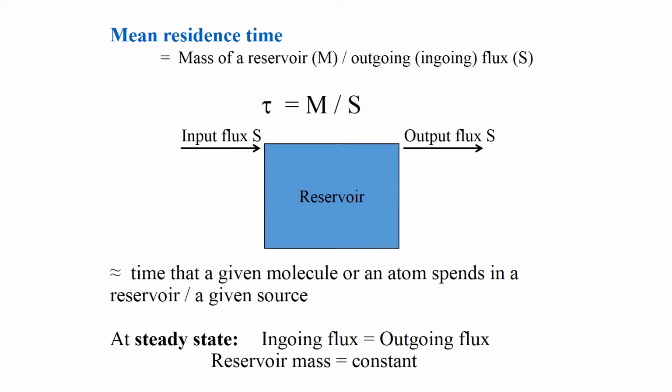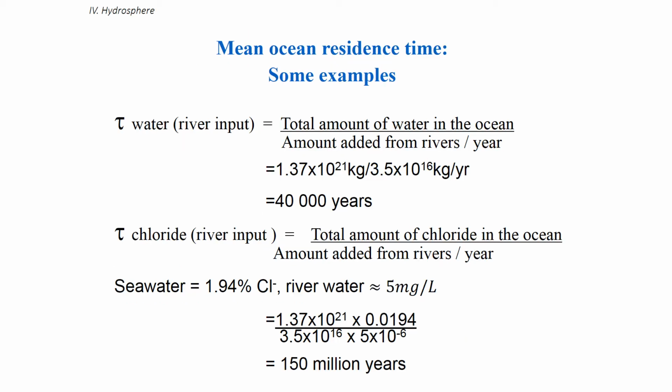In terms of calcium, it would be the moles of calcium added in rivers per year, or the moles of calcium being produced in terms of shells per year. And importantly, we make the assumption that the total amount of calcium is staying constant in the ocean. So the input flux is equal to the output flux. Okay, so we can work through a few little examples of that.